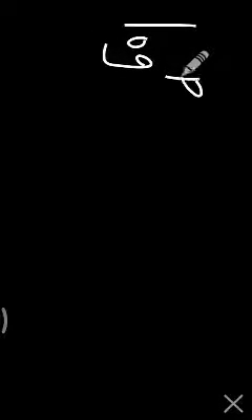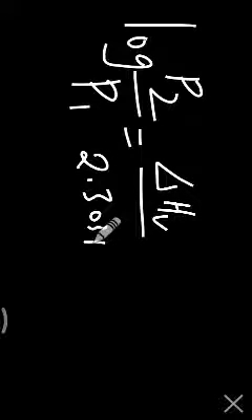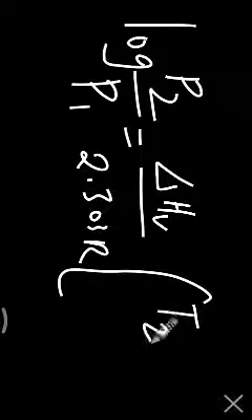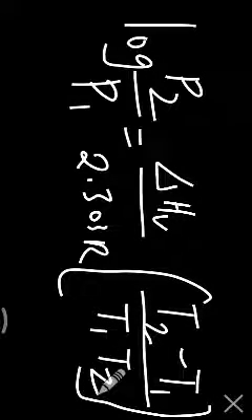Or you can write log P2 by P1 is equal to delta HV by 2.303R into (T2 minus T1) by T1T2. Fine. Okay. So these are the important formulae.